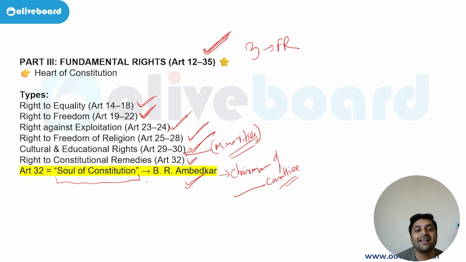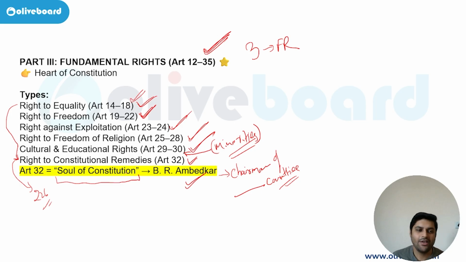That is constitutional remedies. Right to constitutional remedies means simple. If Article 14 is not being implemented, Article 32 comes into picture. So, if any fundamental right is not being implemented, Article 32 takes care of it. This corresponds to Article 226 as well. We will see later.